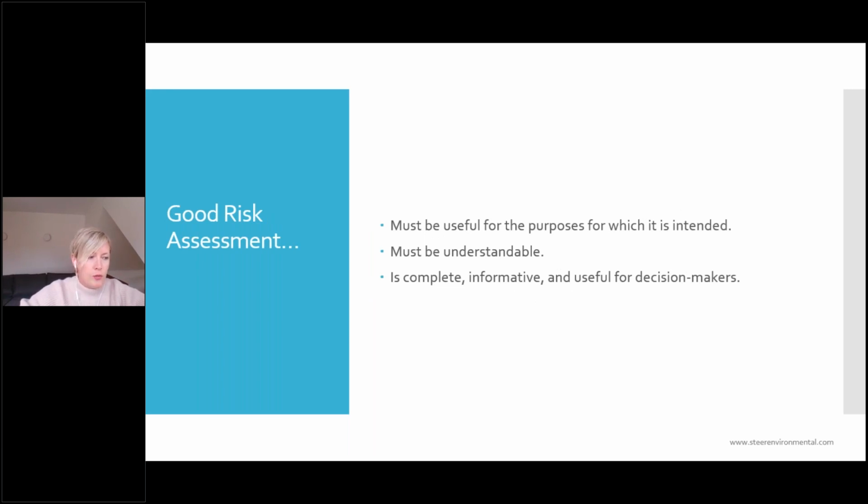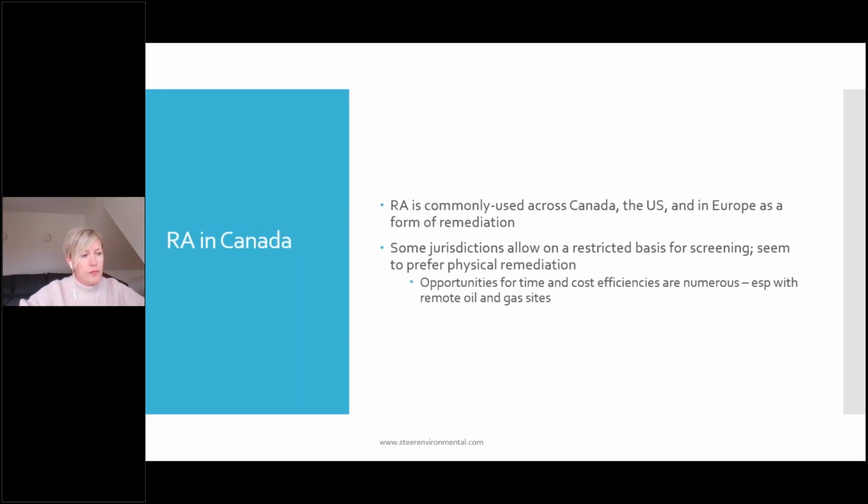Now, in my opinion, the role of science is to inform, not to make decisions. And the EPA risk characterization policy says that scientific uncertainty is a fact of life. A balanced discussion of reliable conclusions and related uncertainties enhances rather than detracts from the overall credibility of each assessment. To this point, good risk assessment has to be useful for the purposes for which it was intended. It has to be understandable, and it has to be complete, informative, and useful to decision makers. And I'll talk about how we can ensure that these things happen a little bit.